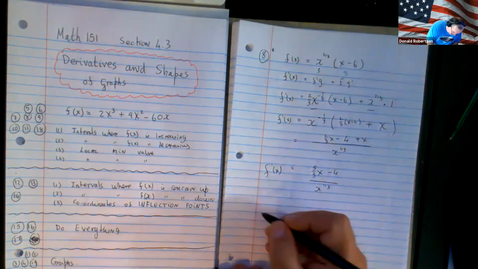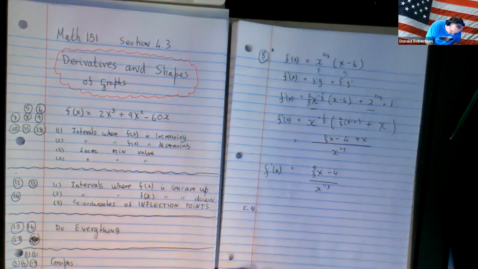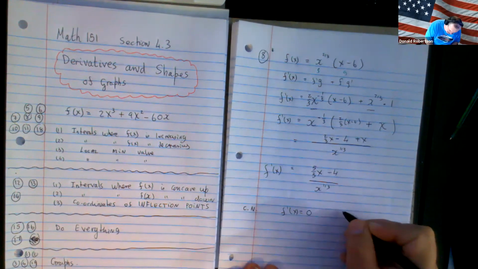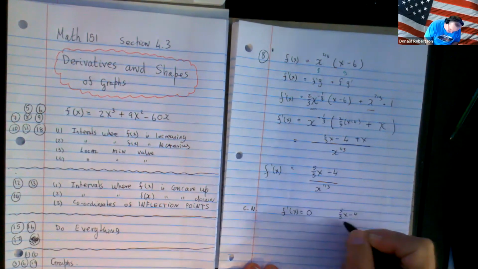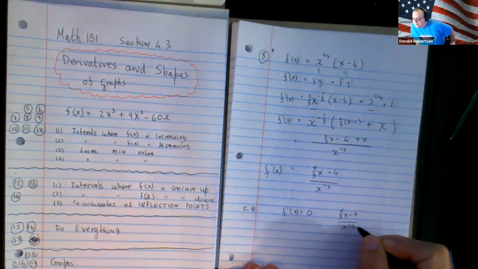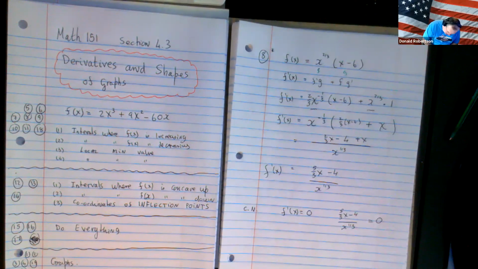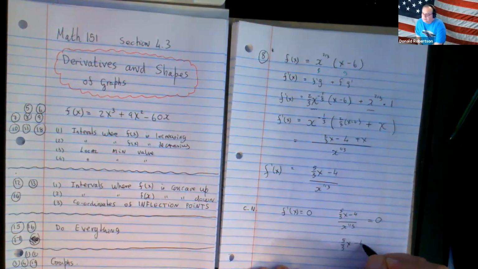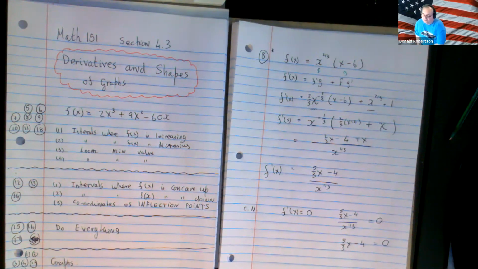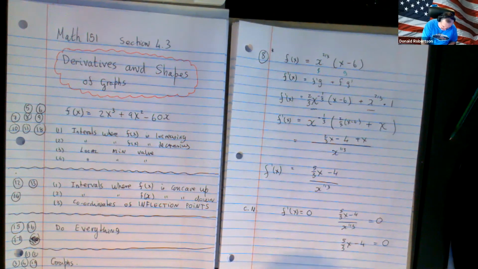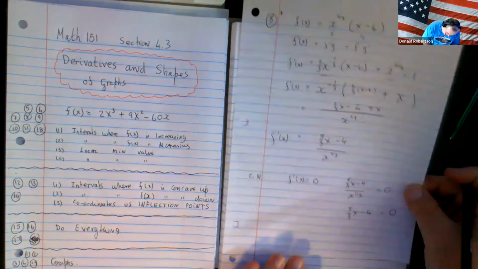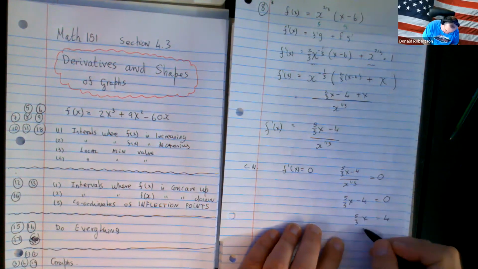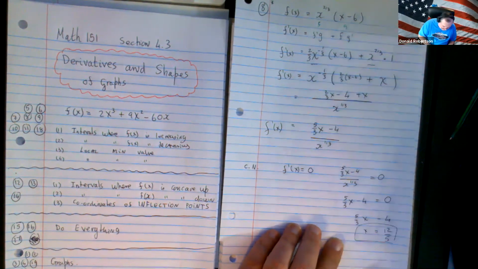So let me figure out where the critical numbers are. Well, if you solve when is the derivative 0, you're really trying to solve when is this thing equal to 0. And that only matters when the top is 0. I don't care what the bottom is, it doesn't affect the answer. If I add 4 to both sides and then do the rest, there's my first critical number.